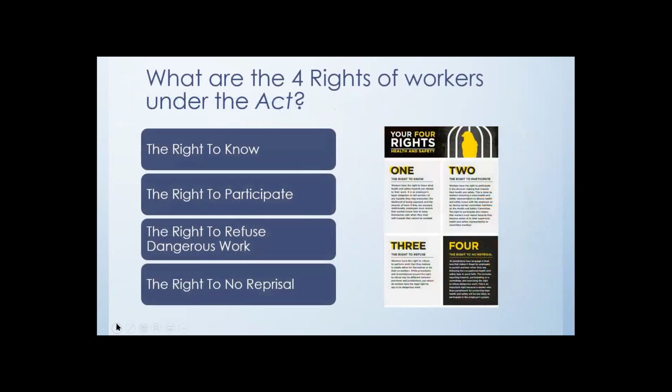So what are the 4 rights of a worker under the Act? Number 1, the right to know. Number 2, the right to participate. Number 3, the right to refuse dangerous work. And number 4, the right to know reprisals. Michelle?